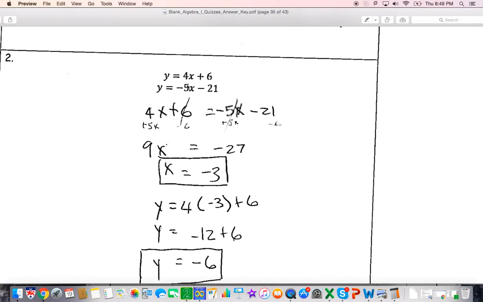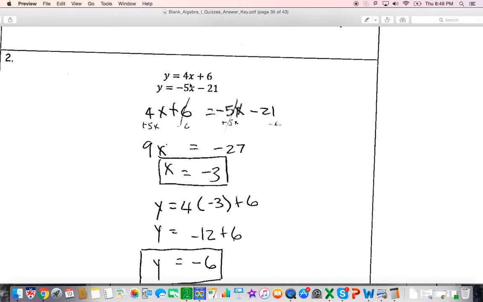So 4x plus 4 is negative 5x minus 21. So just remember, it's because y is this, y is also this. That means this has to be the same as this. I hope that makes sense.